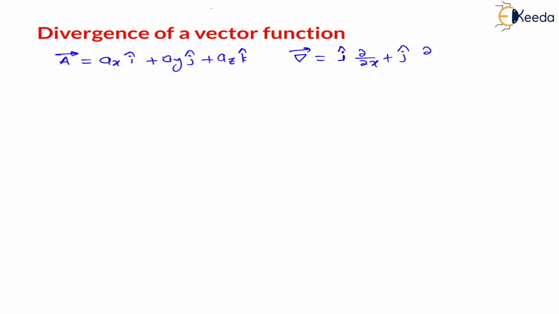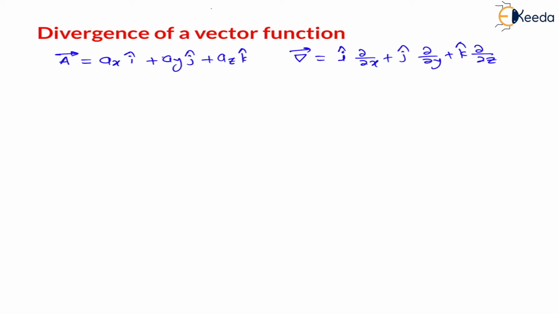Now see, let us say we have one vector A. If I consider vector A as axi plus ayj plus azk, this is vector A. Now similarly we have the del operator, which is nothing but i cap dou x plus j cap dou y plus k cap dou z. This already we have seen, this del operator and some random vector, right?